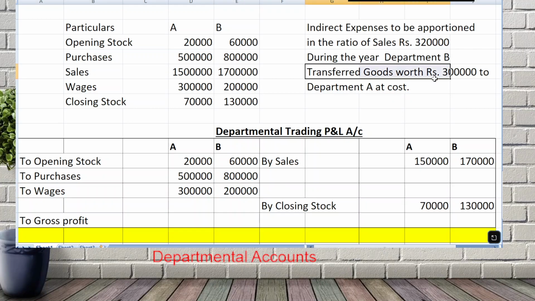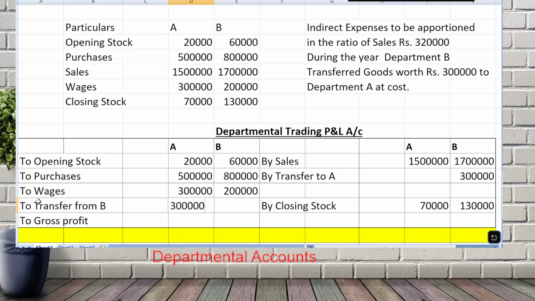Now we have to record the transfer. Credit the giver by transfer. By transfer to A, in whose column? B's column. You credit. It's like a sale for them. How much? 3 lakhs. To transfer from B. In A's column, how much will you record? 3 lakhs. So tally this, and you will get the gross profit.